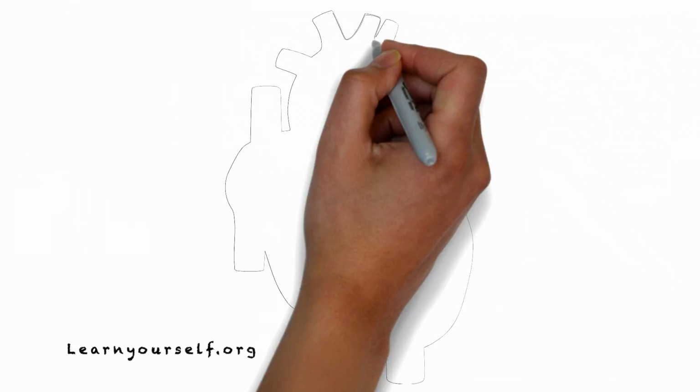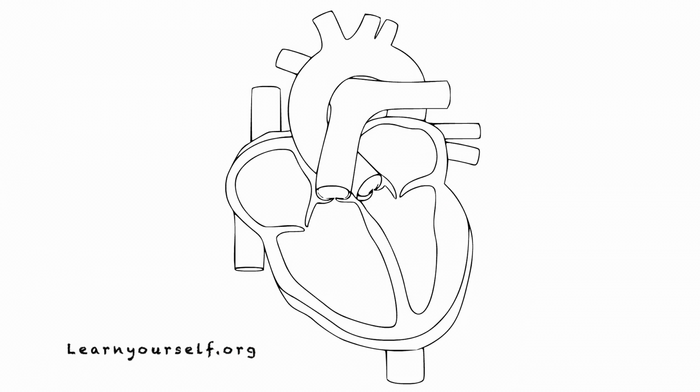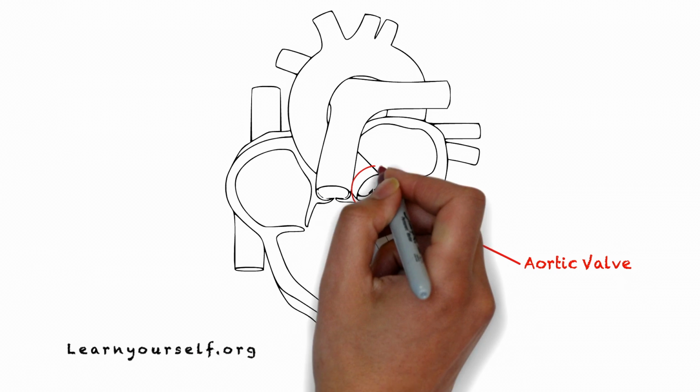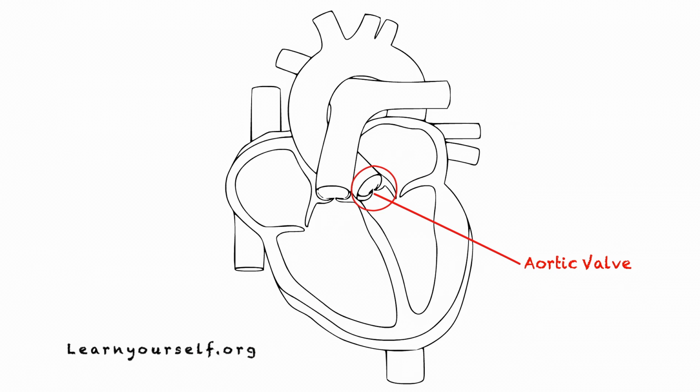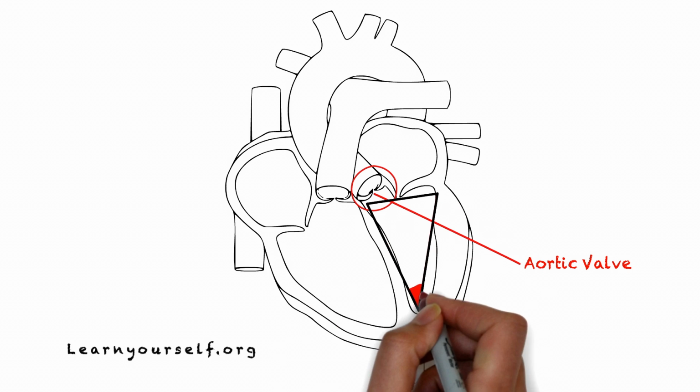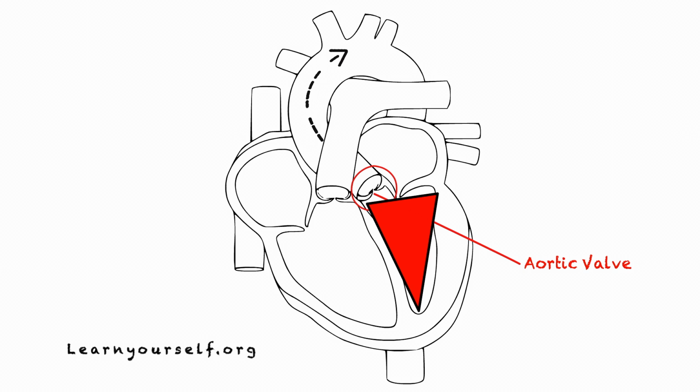In aortic stenosis, one of the most common types of valvular heart disease, the aortic valve becomes narrowed and does not open all the way. This can create high pressures that the left ventricle, the main pumping chamber of the heart, must overcome. Over time, and depending on the severity of stenosis, this can lead to heart failure.